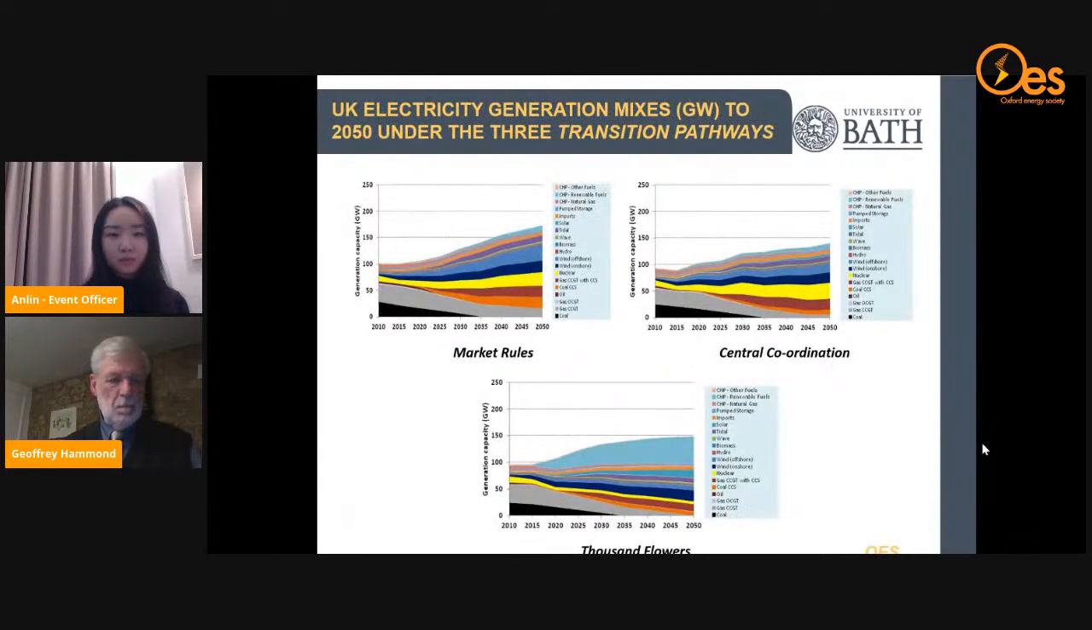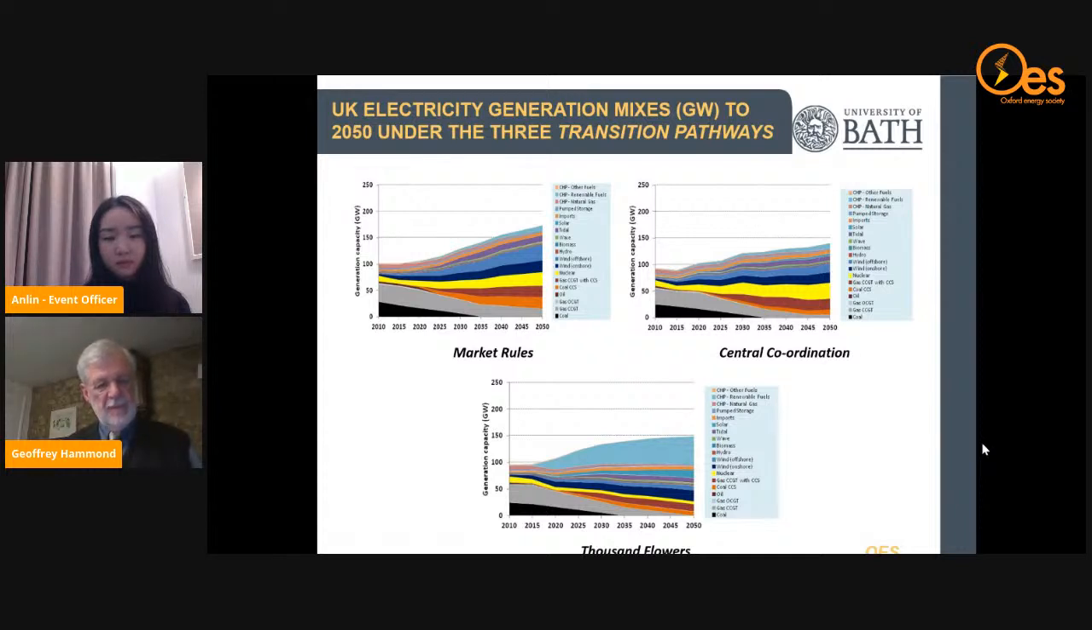Next slide, please. This slide shows what the energy generation mix in terms of gigawatts of capacity under each of these scenarios going out to 2050. And as I indicated, if you look at the top, the market rules and the central coordination look somewhat similar. It's going to be too small, I think, for you to see what the different colors mean, but they're different branches of technologies. If you look at the bottom one, the Thousand Flowers, you'll see what's distinctly different there is that you've got this light blue line, which is renewables technology.